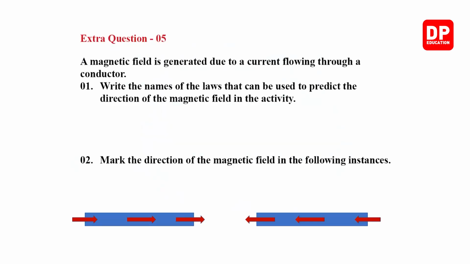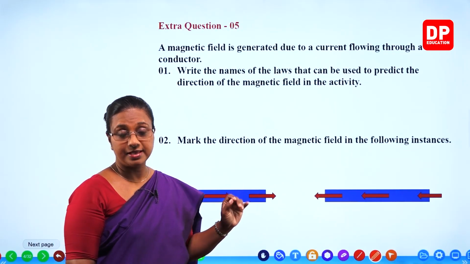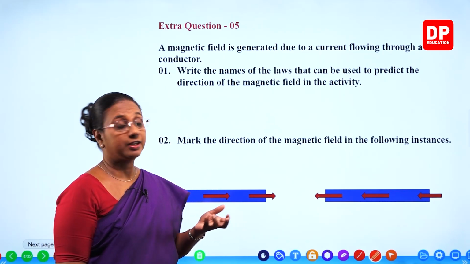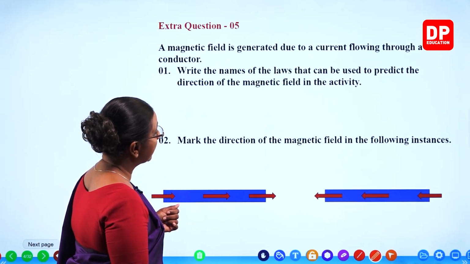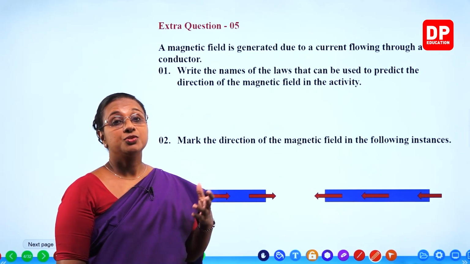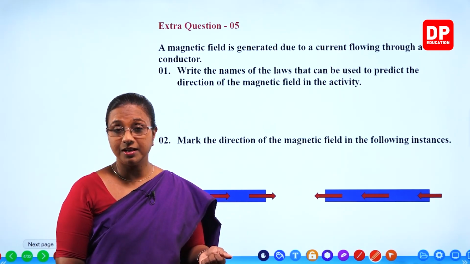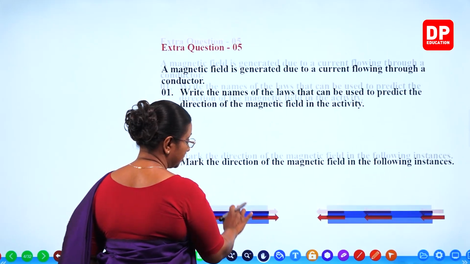Here I have extra question 5. A magnetic field is generated due to a current flowing through a conductor. So, all related to the previous activity, the same observation. Induced magnetic field or magnetic effect of current. The first one, write the names of the laws that can be used to predict the direction of the magnetic field in the activity. You all know there are 2 laws. I have mentioned this, right hand grip rule or the Maxwell's corkscrew rule. So, that is what we need to write here.